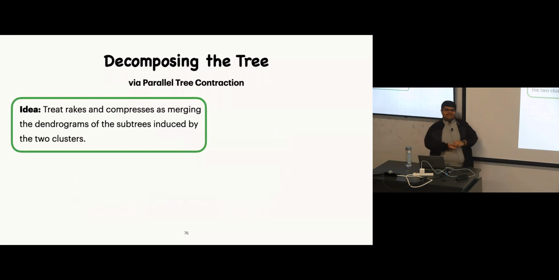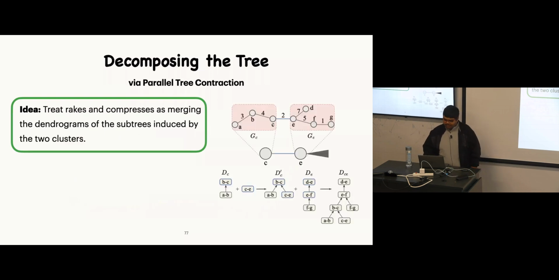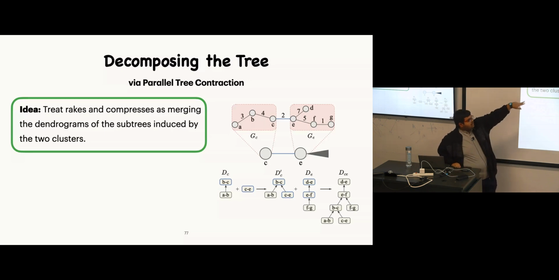So the idea here is to treat rakes and compresses as the merging of two subtrees along a particular edge. We're merging the subtrees, and at the same time we also merge the dendrograms of the subtrees. This is an example of a rake. Here we have the subtree corresponding to an intermediate cluster during tree contraction, C and E, and C is the degree 1 cluster now. GC is the subtree corresponding to the cluster C, and GE is a cluster induced on the vertices present in cluster E, and they're joined by this edge CE.